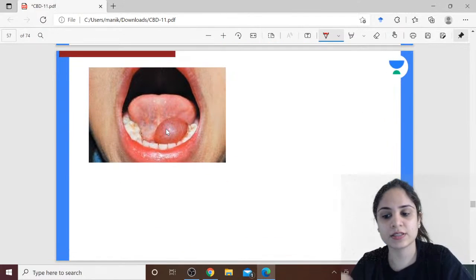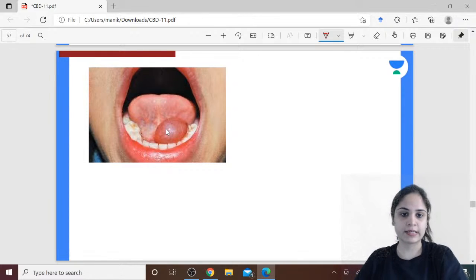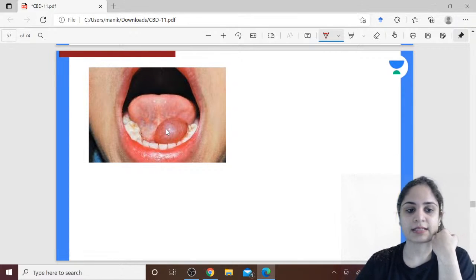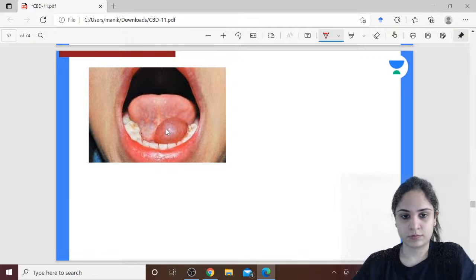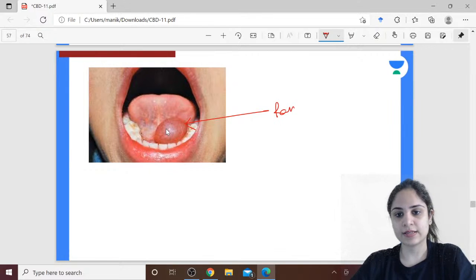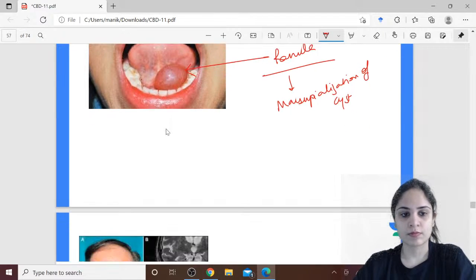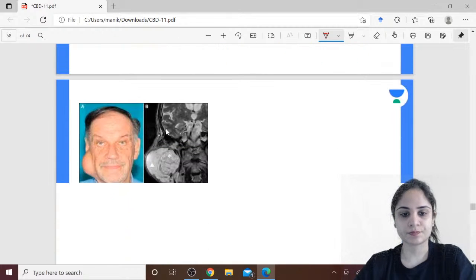Okay, identify this condition. Give me the treatment. Fluctuant swelling, transillumination test positive, arising from the sublingual glands. Yes, so this is called as a ranula. And what is the treatment of a ranula? It is nothing but marsupialization of the cyst. Marsupialization of the cyst. Okay.